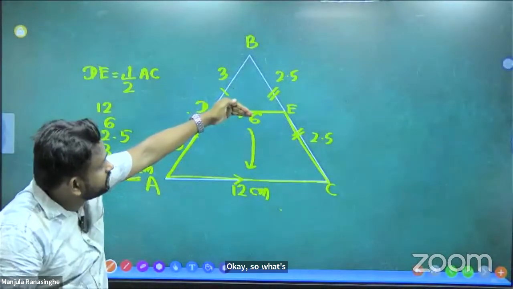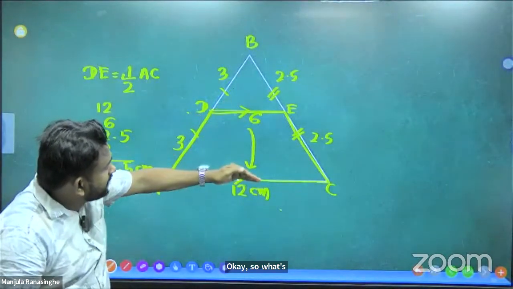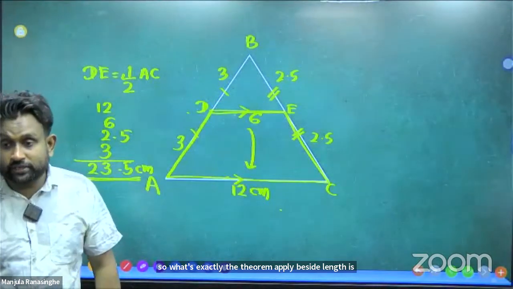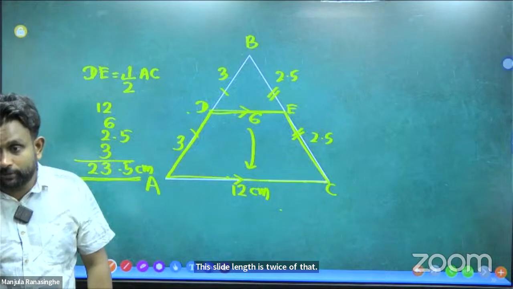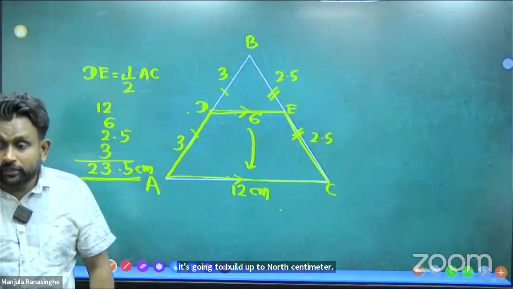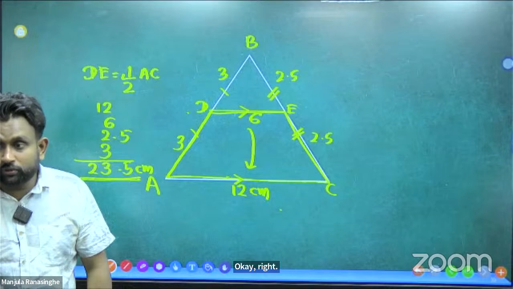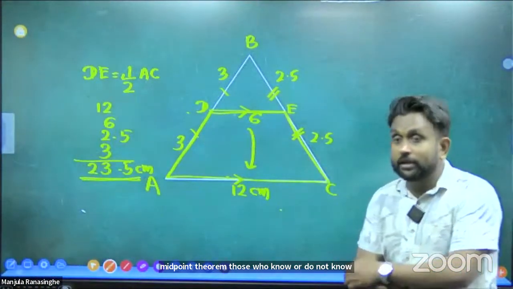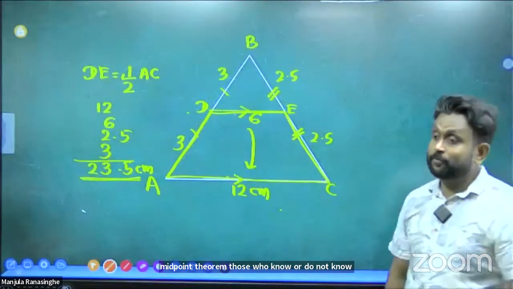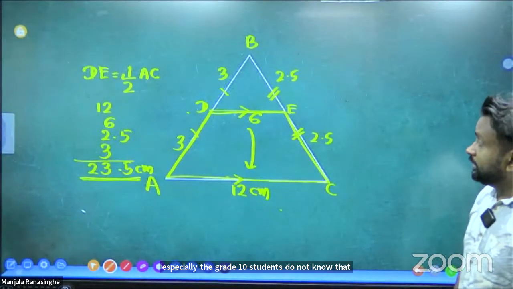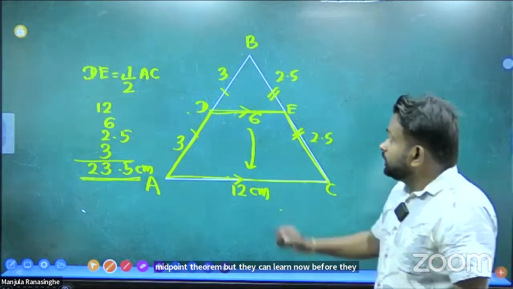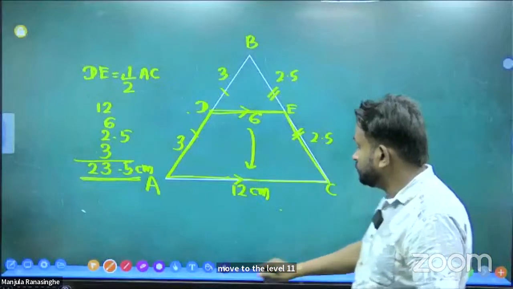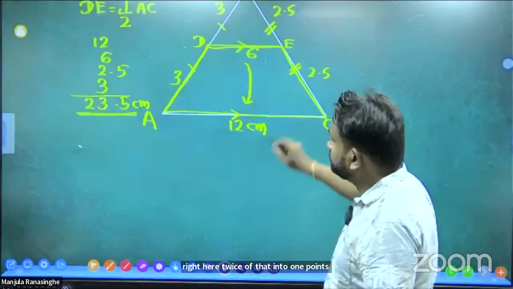Okay, so what exactly is the theorem applied? This side length is right. This side length is twice of that, so it builds up to 12 centimeter. Midpoint theorem, those who do not know, especially the grade 10 students who do not know the midpoint theorem, they can learn now before they move to grade 11. Here, twice of that when two midpoints are connected. Right. Now we will move to the next question.